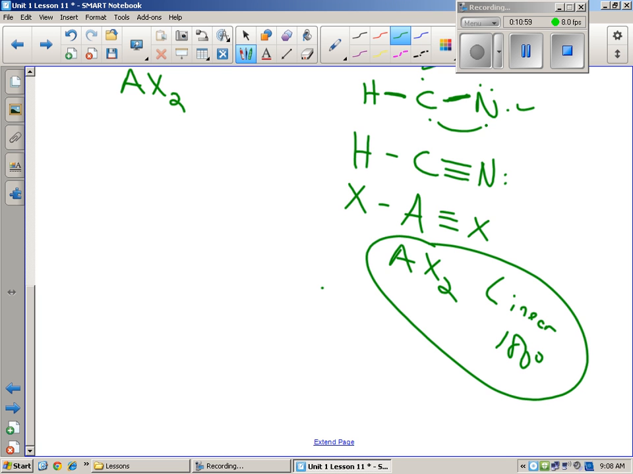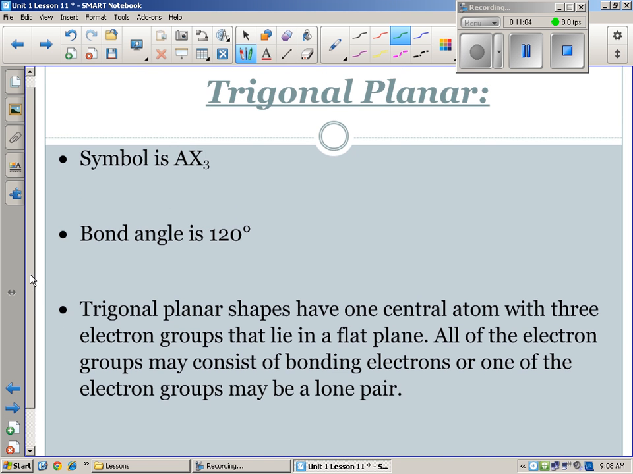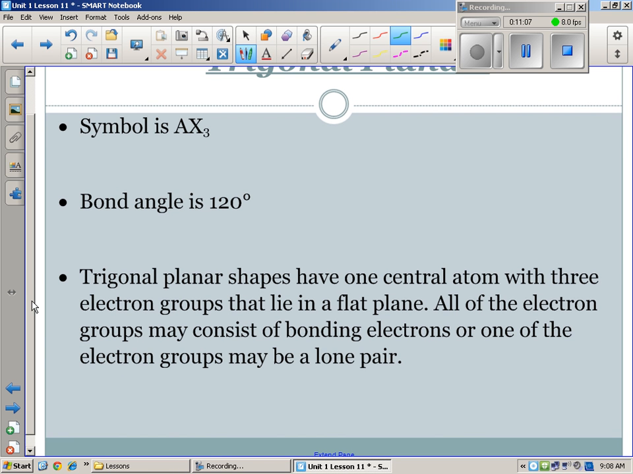Okay, next. Trigonal planar is the next one we are going to do. When I say the word trigonal, you think what? Trigonal, tri, number 3, right? So trigonal, planar. What does plane mean? We talked about it yesterday, a little bit, but what does plane mean? Flat, right? Flat surface. So that's what we're looking at here. These all are flat.